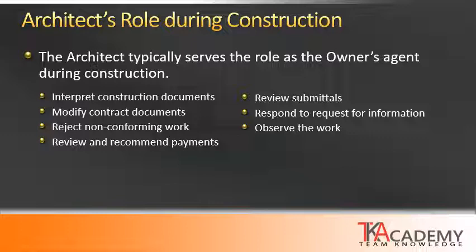The architect may reject non-conforming work, and that is work that does not conform to the construction contract. This can be in terms of quantity, quality, color, performance, and so on. The architect will review the contractor's pay applications and recommend payments from the owner to the contractor. The architect will review the contractor's submittals. The architect responds to requests for information, or RFIs, and the architect must observe the work.